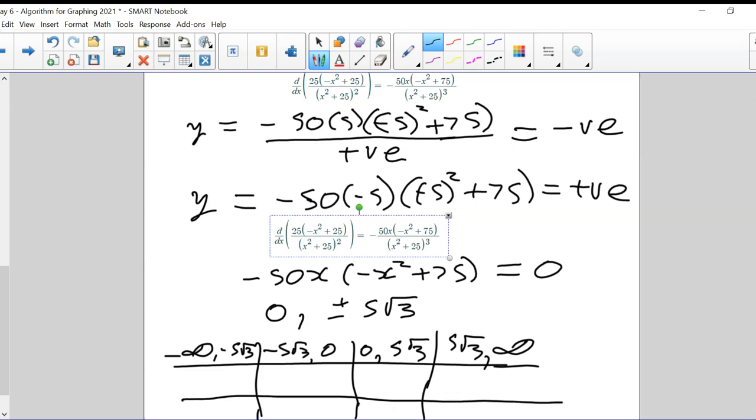Okay, we need to find numbers in each one of those intervals. 5 root 3 is approximately 8.6 something, so let's say minus 9 for that. For this one I'm going to use a number like minus 1. I love minus 1. I'll use 1 for that. And this one I'm going to use positive 9.